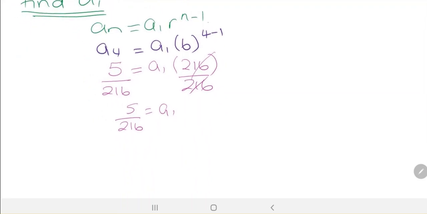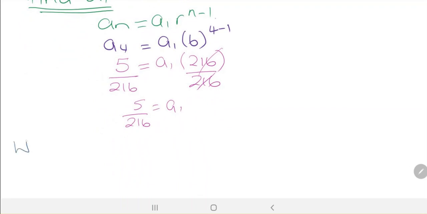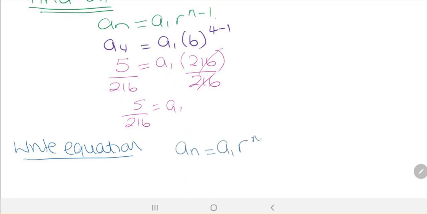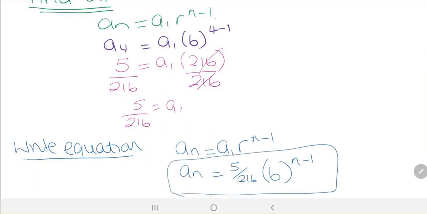So the next thing I'm going to do is write the equation. We know that an is a1 times r to the n minus 1, and we're going to change a1 to 5 over 216. The ratio is 6, and the power is n minus 1. So this is our formula.